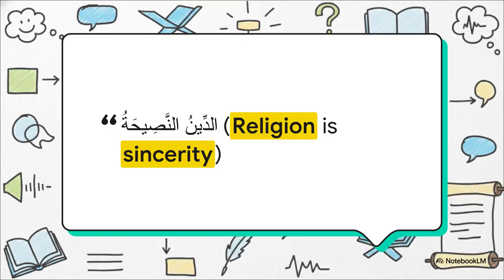Listen to this profound example from Sahih Muslim. Ad-dinu an-nasiha. Religion is sincerity. This is a perfect architectural example of a mufrad, a single word, khabar. Ad-dinu is our foundation, and an-nasiha is the solid block placed perfectly on top to complete it, giving us an incredibly deep, resonant meaning in literally just 2 words.